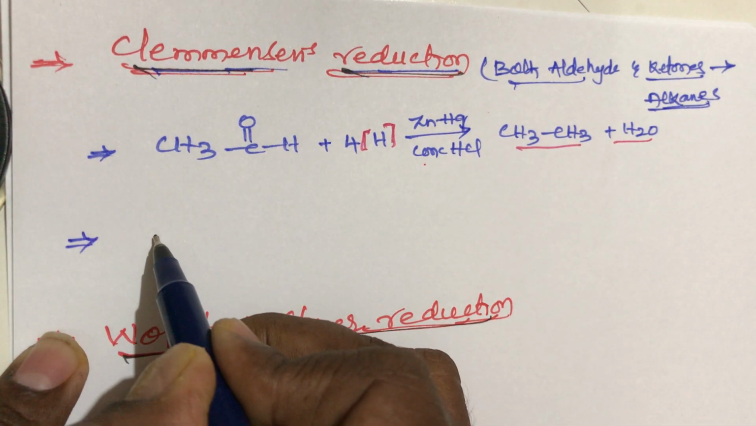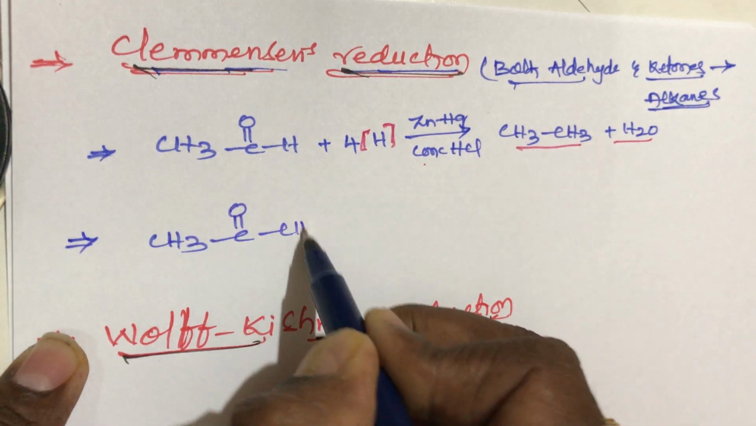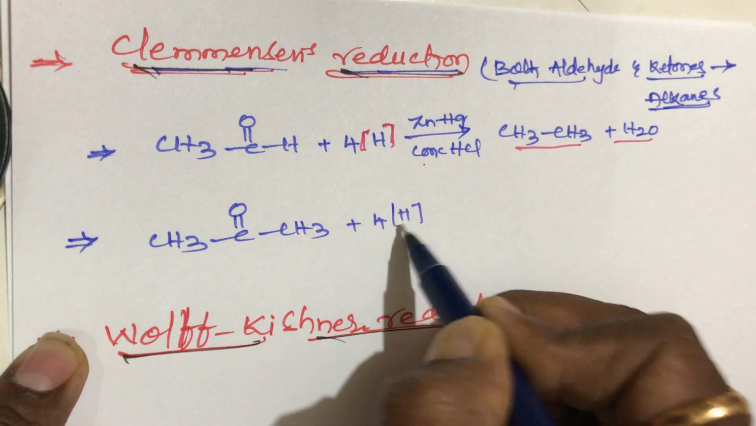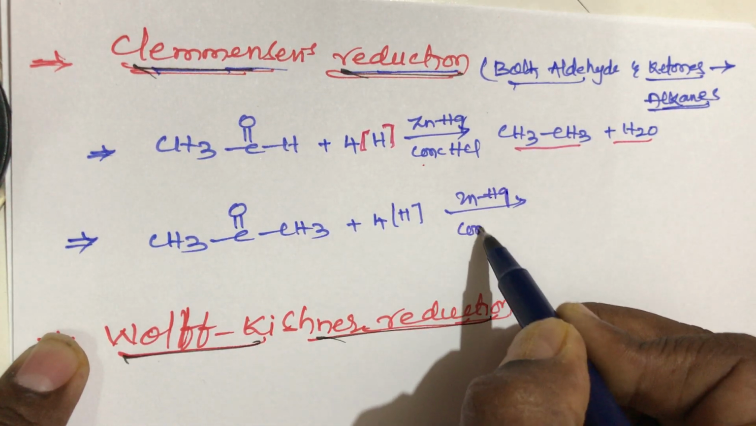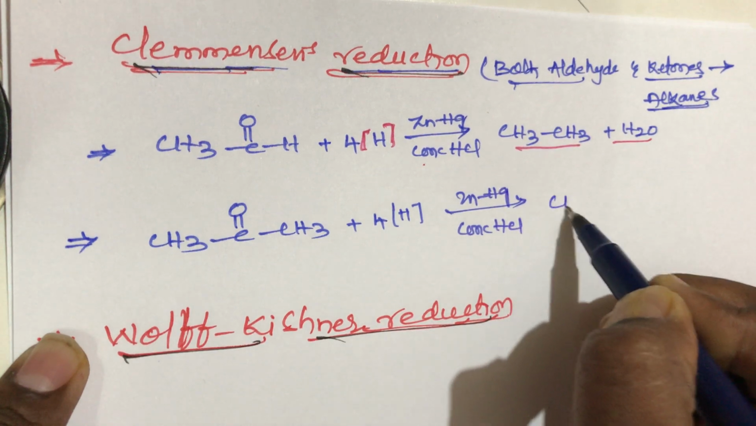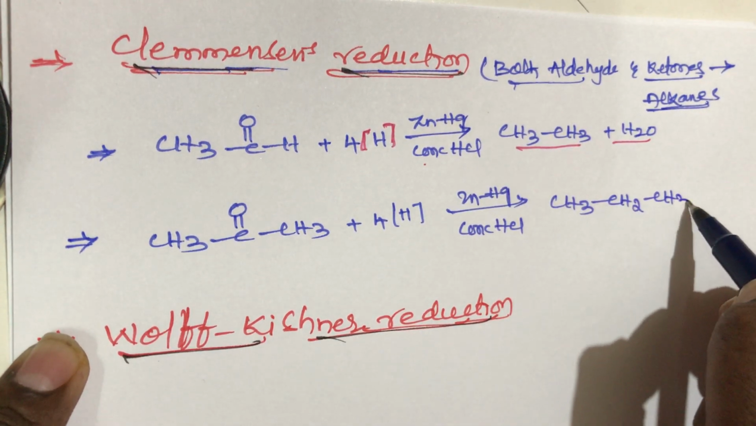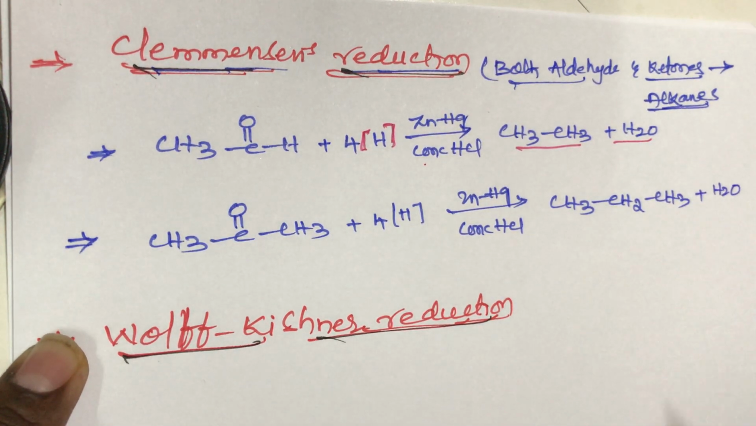Now take the example for ketones. When acetone is reduced with zinc amalgam, ZnHg, and concentrated hydrochloric acid, we get propane, CH3CH2CH3. Propane plus water will be formed. Here also the same thing, student: 4 hydrogens are involved.